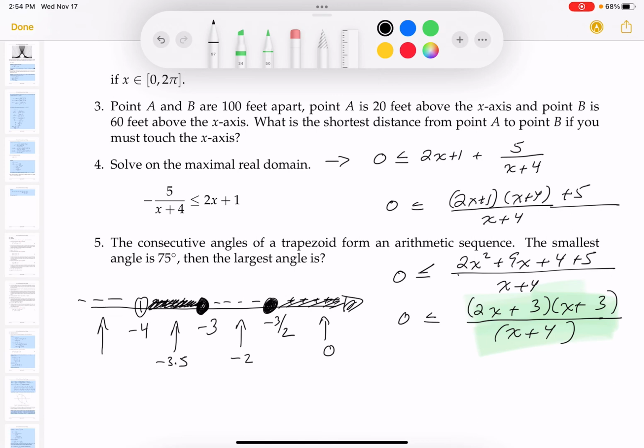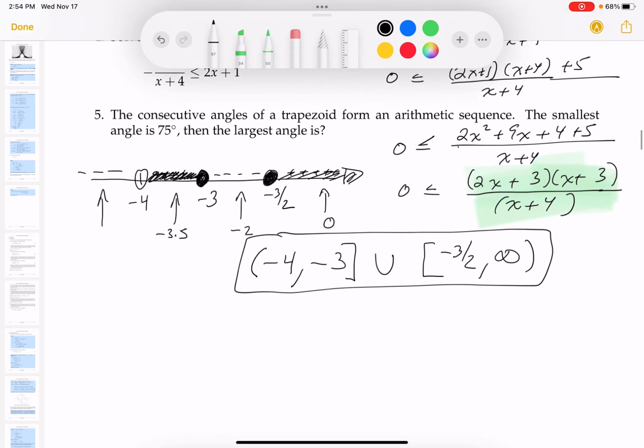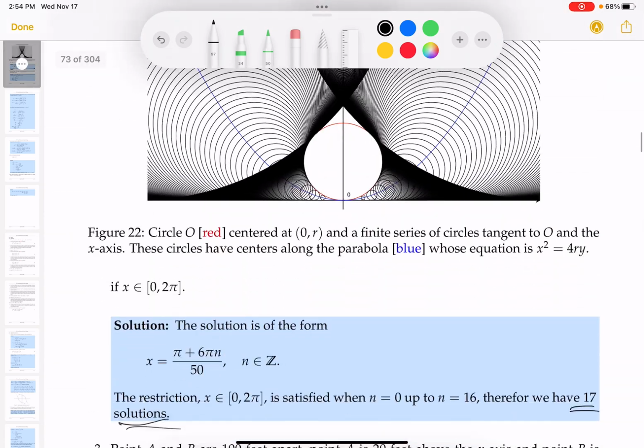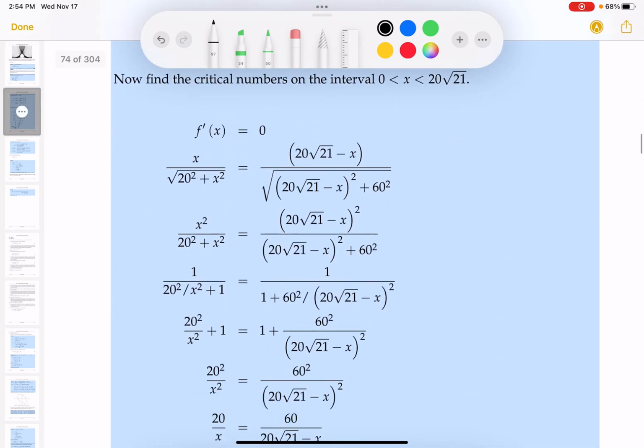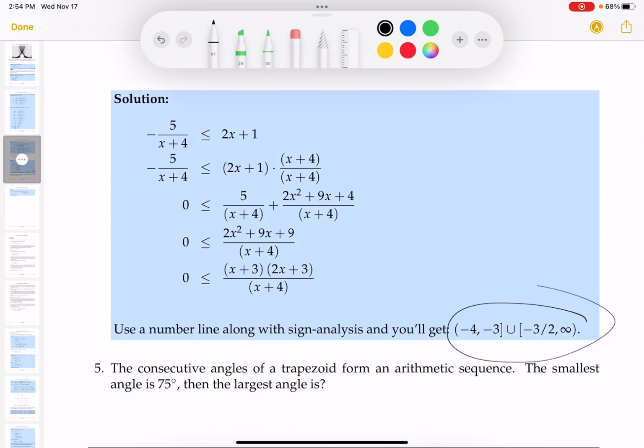And my answer is, I'm going to write it down for you. So for number 4, my answer is minus 4, comma, minus 3, right bracket, union, left bracket, minus 3 halves, going off to infinity. All right, I got work and an answer. I want to point out, that's number 4, right? And I want to make sure you know what I'm doing. I'm looking at number 4, and I'm seeing the answer over here. All right, let's go back.